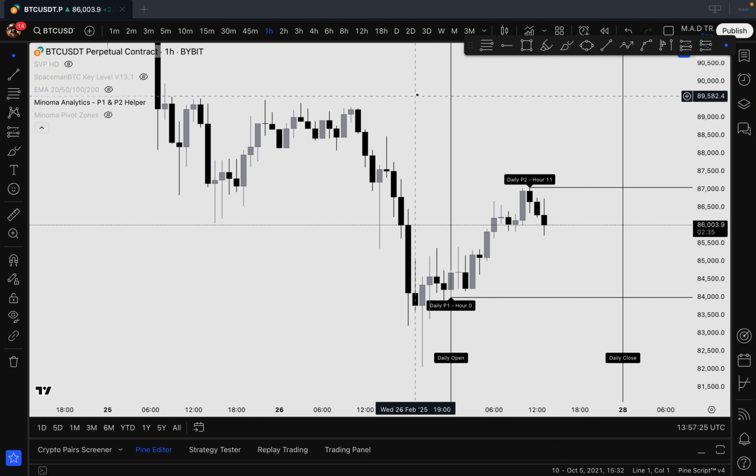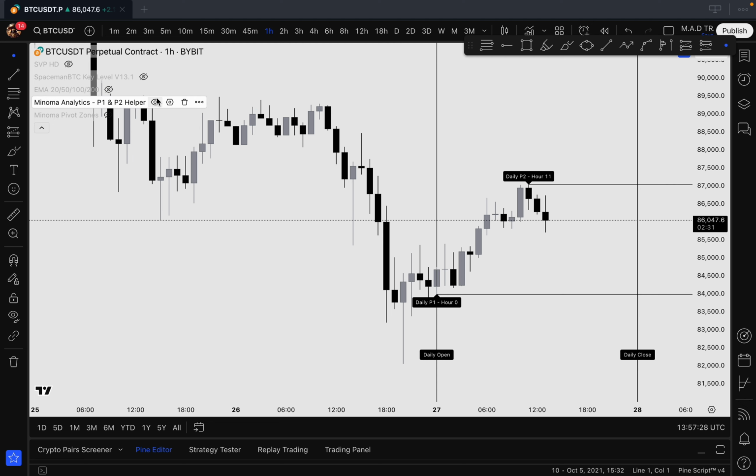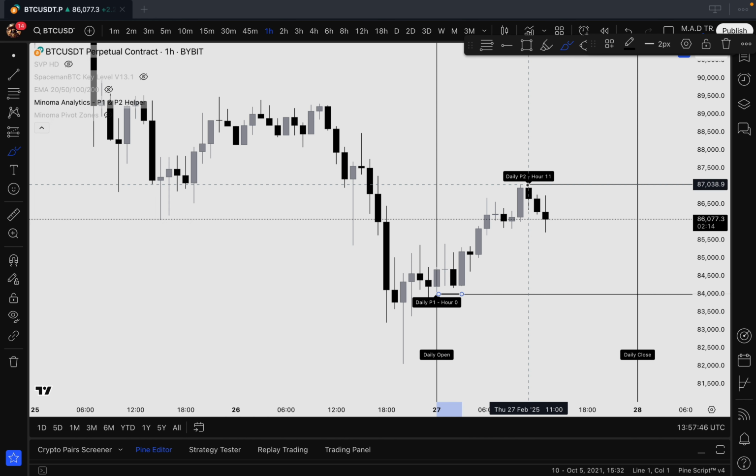So what is distance statistics? In the former video I explained time statistics. So you know that we have the P1, which is the first pivot of the day, and the P2, which is the second pivot of the day. With time statistics, we looked at the hours. Right now, we don't look at the hours, but we only look at the P1, which is this low, and then the daily high, which is P2.